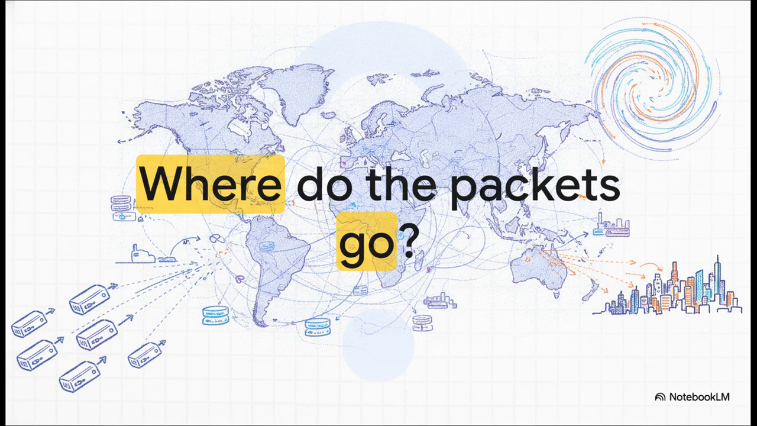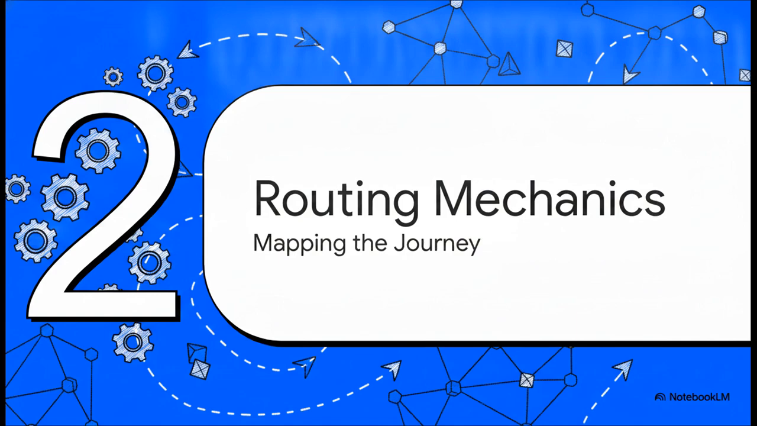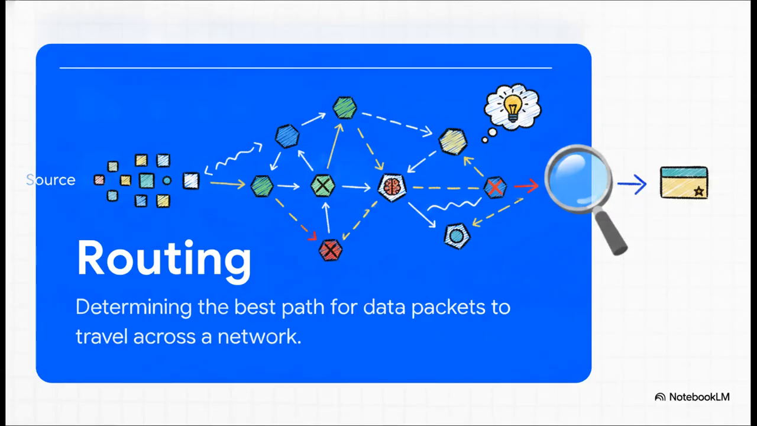Well, that brings us to our next major concept. We're zooming out from the data itself and entering the vast environment it travels through. Part 2. The mechanics of routing. Think of it this way. If packet switching is what preps the data, routing is the strategic mastermind mapping the journey. It's the whole process of determining the absolute best path across a chaotic network.